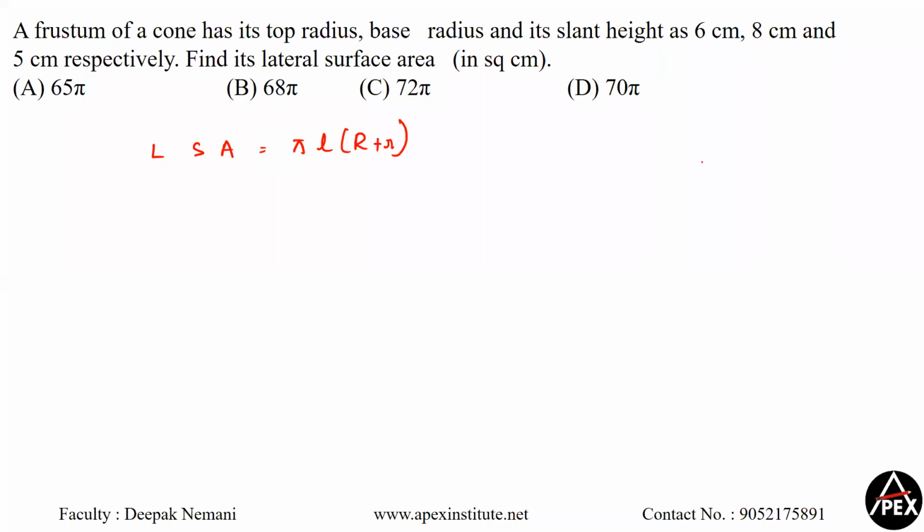So we are given all these dimensions. Top radius, small r, is equal to 6. Base radius, capital R, is equal to 8. And slant height, L, is equal to 5 centimeters. So just substitute the values here and get the answer. So this will be pi into 5 into (6 plus 8), 14. So this will be 70 pi. So the answer for this question should be option D.